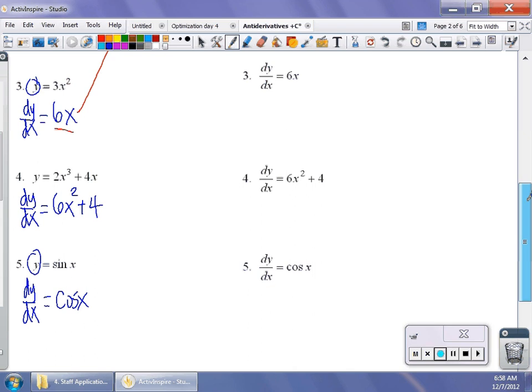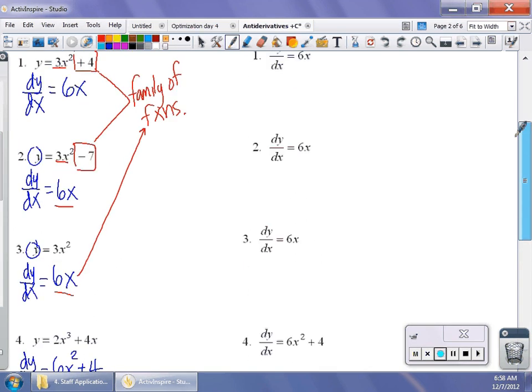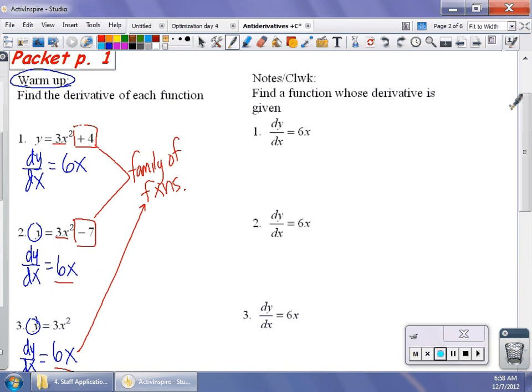So how does that connect to what we're about to learn? Well, if you look at the right-hand side, the notes, the classwork, we're finding a function whose derivative is given. So we're going backwards. In mathematics, to undo addition, you subtract. To undo subtraction, you add. To undo multiplication, you divide. So in other words, pretty much for every operation you do in math, there's a way to go back.